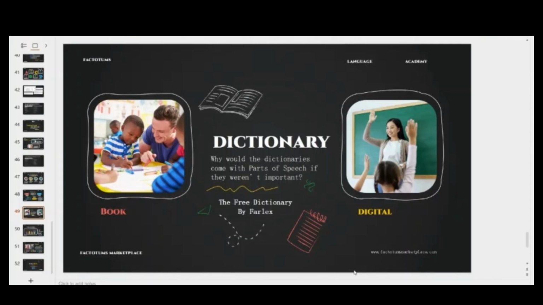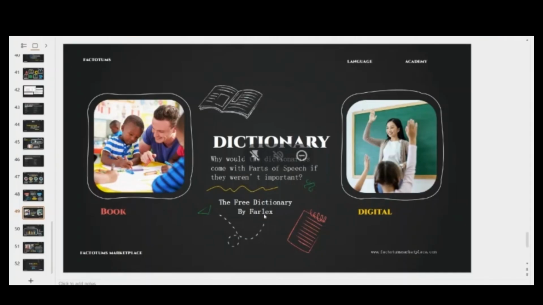So when you look in the dictionary, always pay attention if it's a noun, a verb, an adjective, an adverb, etc. That will help you to use it correctly in the sentence, based on all the rules that we have already seen. In this case, I normally recommend my students to get the Free Dictionary by Farlex.